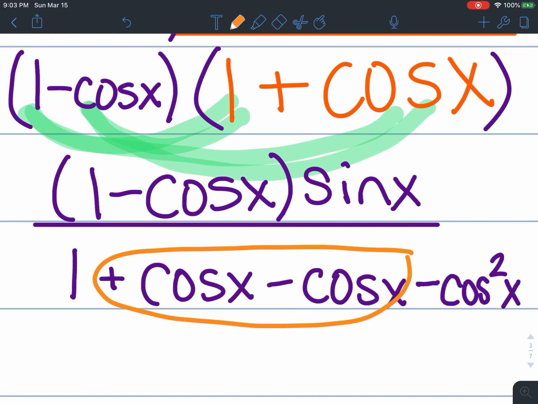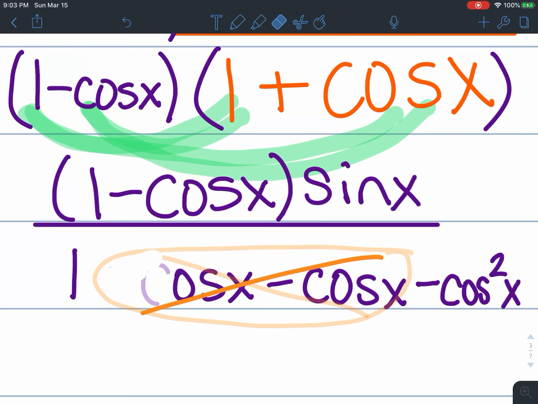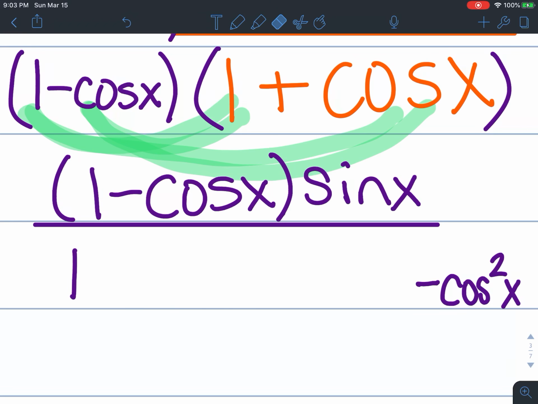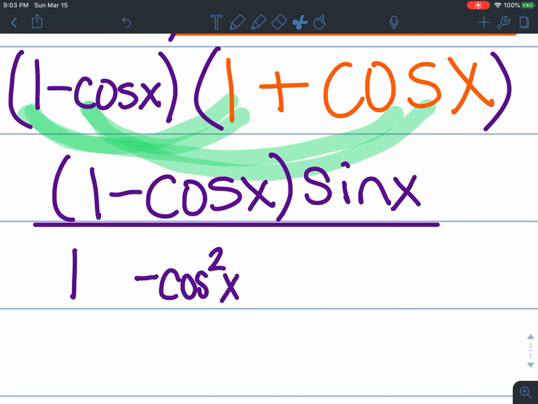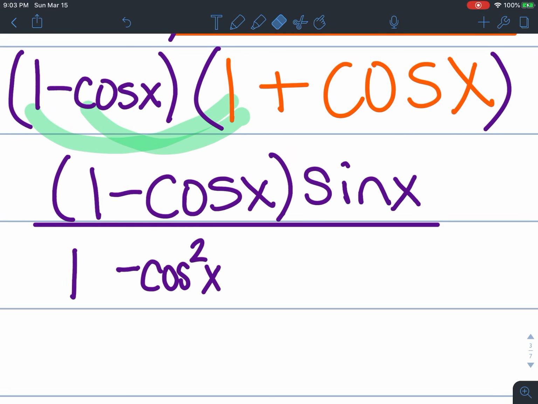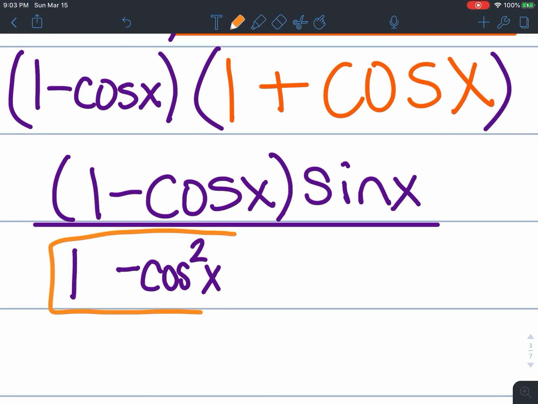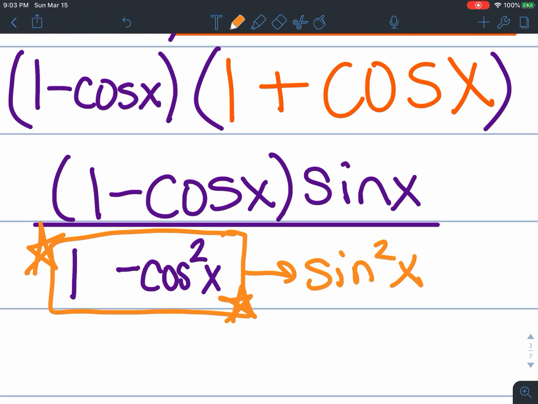But look what happens here. They're gone. So I didn't really need them in the first place. So if you know you're multiplying by conjugates, you can actually just skip that step and just multiply the first and the last and call it done. Okay, so now I have this. Now recall from a few of our last problems, what does this equal? This equals sine squared x. Okay, you gotta put a star around this. It's easy to miss.